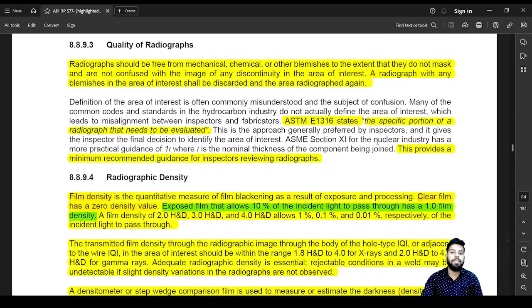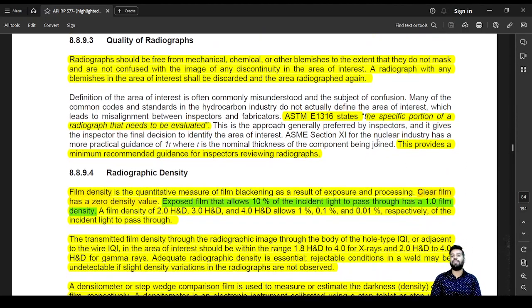Quality of radiograph. Radiographs should be free of mechanical, chemical and other blemishes to the extent that they do not mask the indication or get confused with the image of any discontinuities in the area of interest. The area of interest in the weld or in the radiograph should be in pristine condition. You do not need any kind of non-relevant false indication there, because it will create confusion.